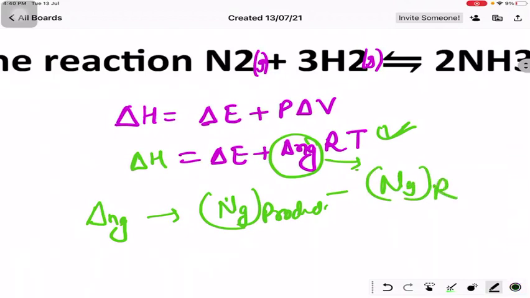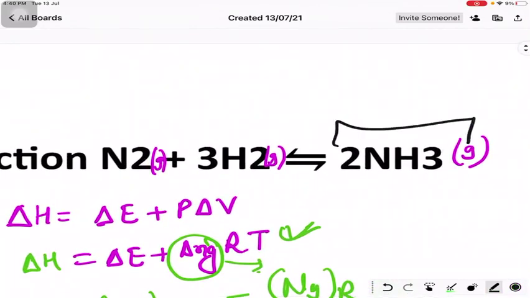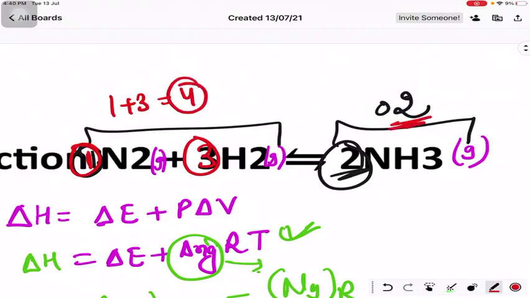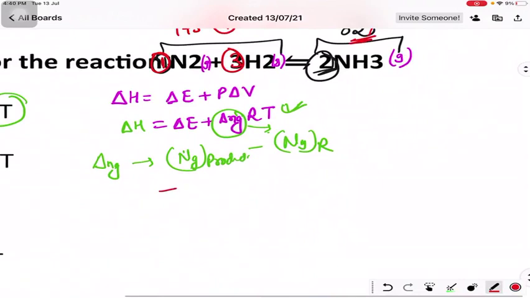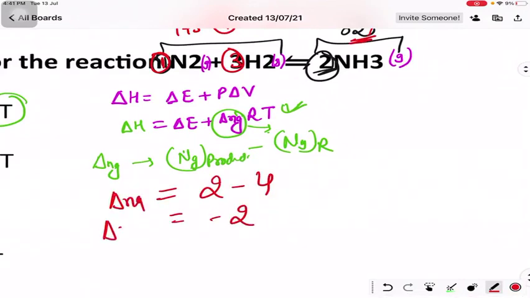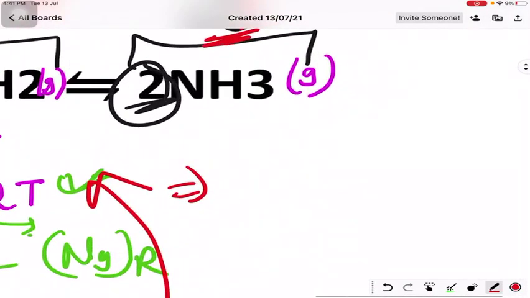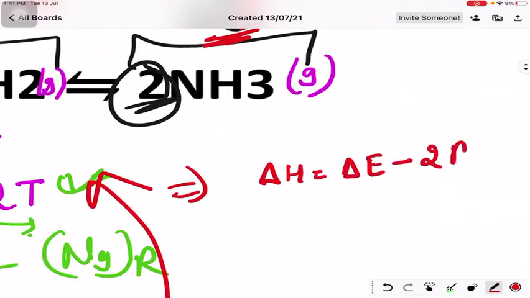So just count here. This is your product side, this is your reactant side. The number of gaseous components on the product side is 2, whereas the reactant side has 1 nitrogen and 3 hydrogen. So 1 plus 3 is equal to 4. So you have to subtract reactants from products, that is 2 minus 4. The value of delta Ng is minus 2. So put delta Ng in the given equation, and you will get the answer. So delta H will be equal to delta E minus 2 RT. So this is your correct option.